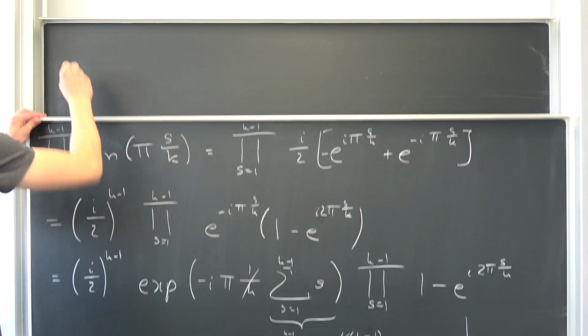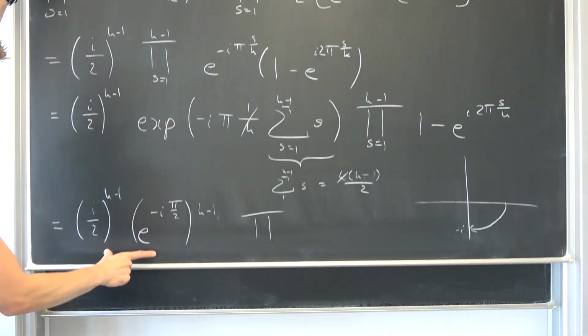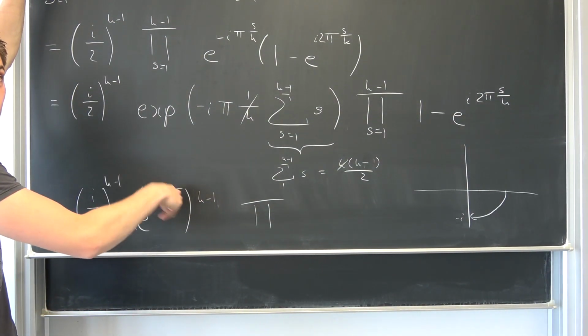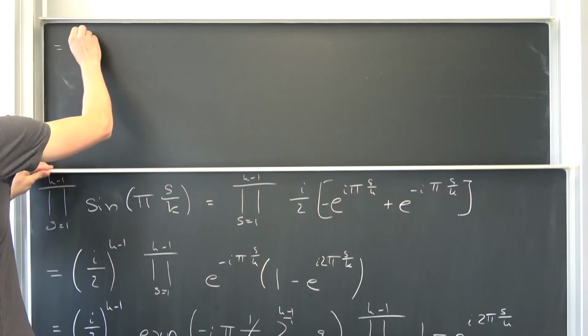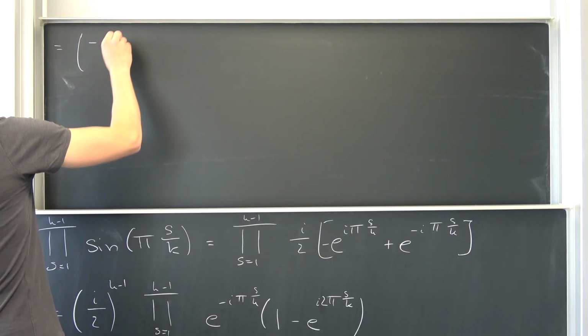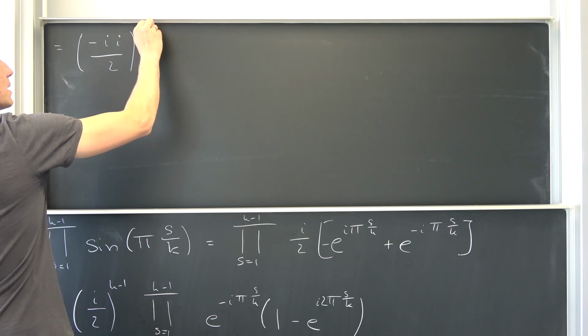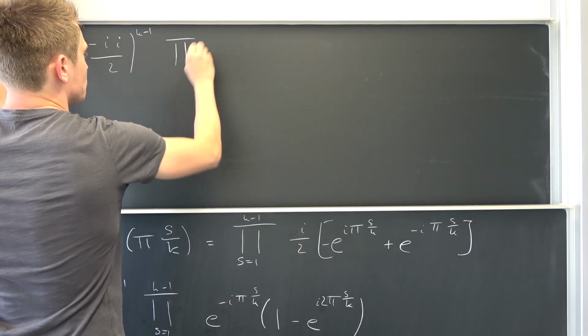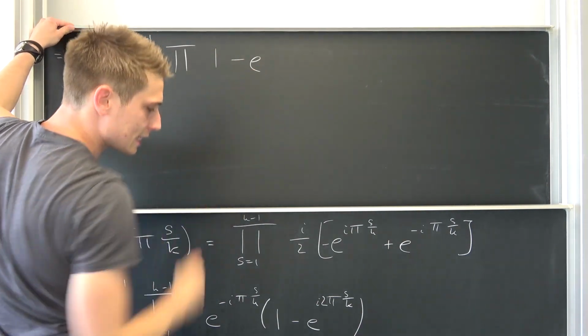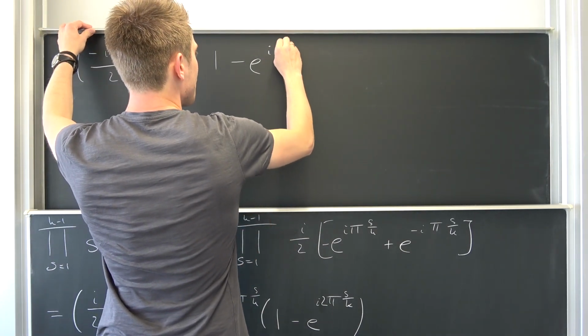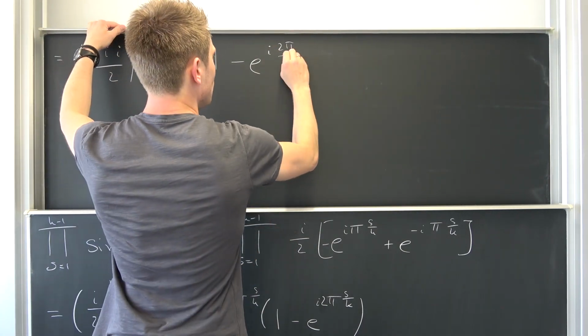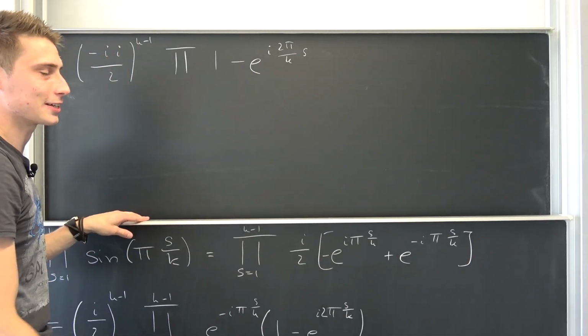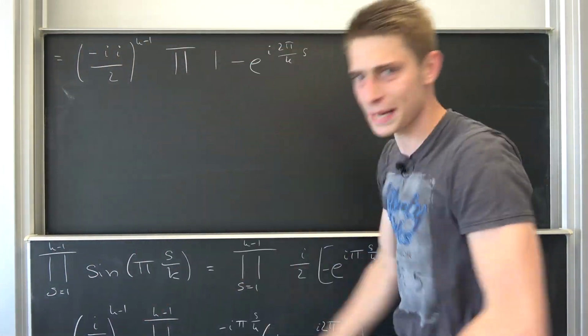Leaving us with, if we bring those two together, so dragging the k minus 1th power to the outside, we are going to get negative i times i over 2 to the k minus 1th power times this product that we have. So 1 minus e to the i 2 pi over k times s. I'm going to put it like this for reasons that will become apparent in a minute.